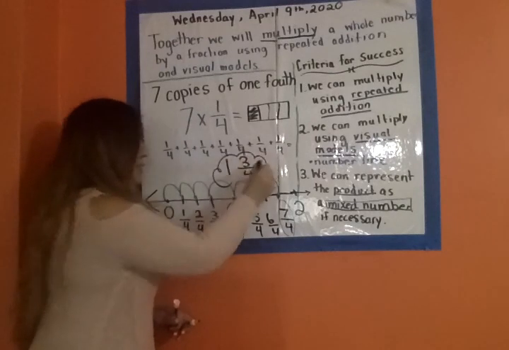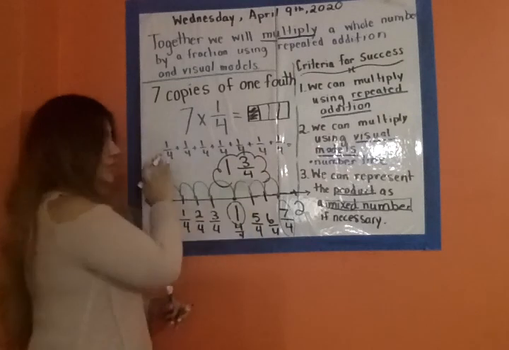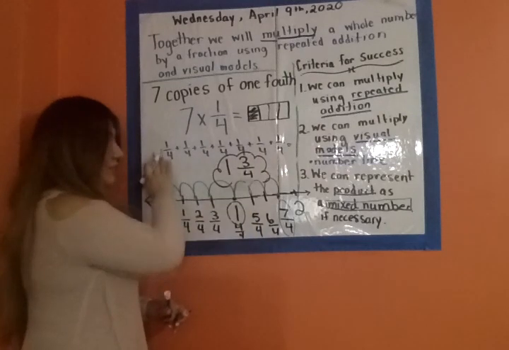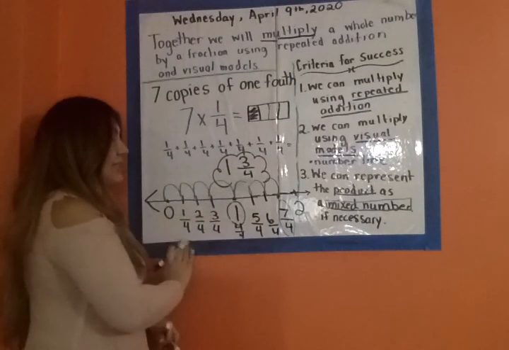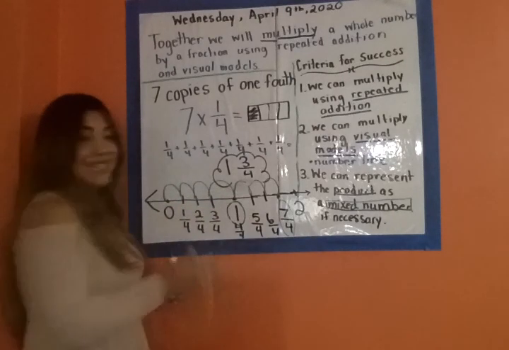And so that is how, friends, we are able to solve this using both repeated addition, which is another version of multiplication, and a visual, which today was a number line, okay?